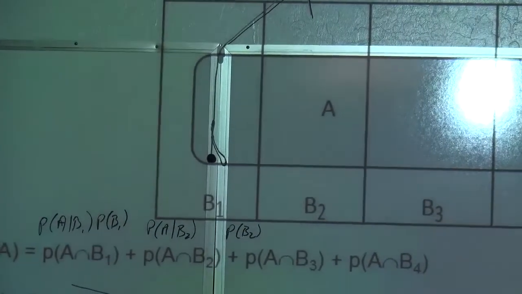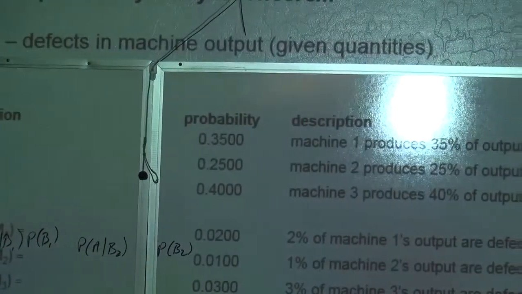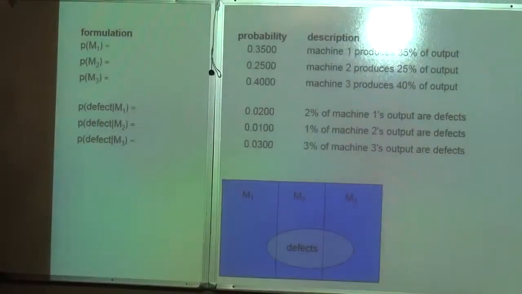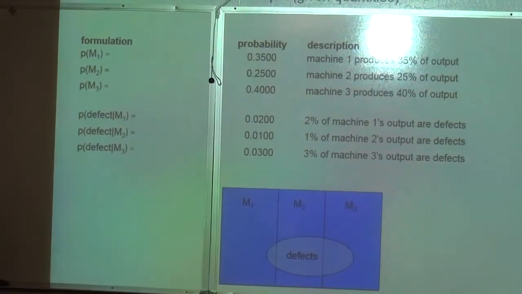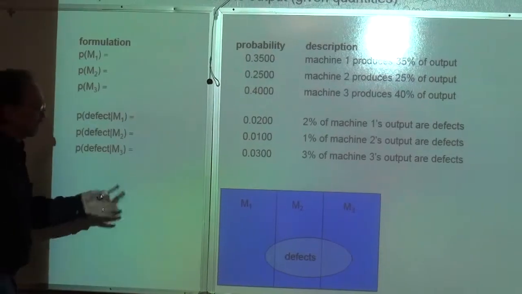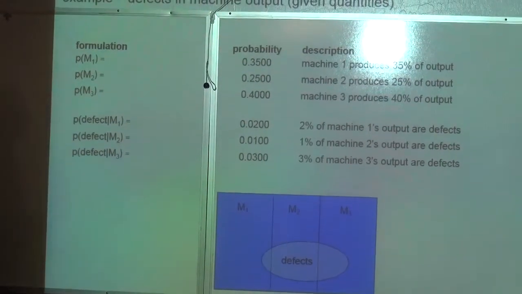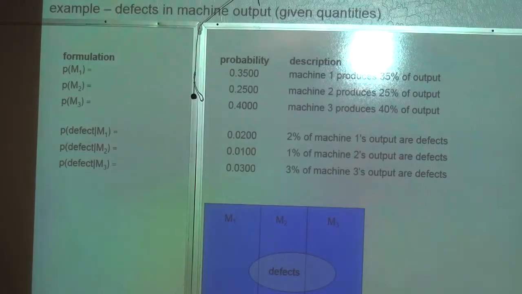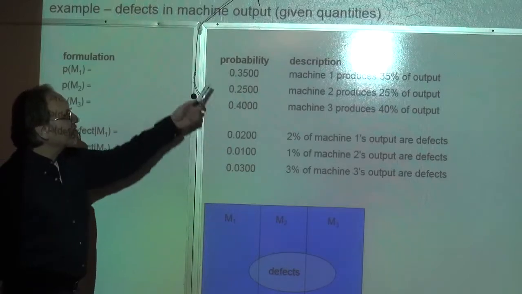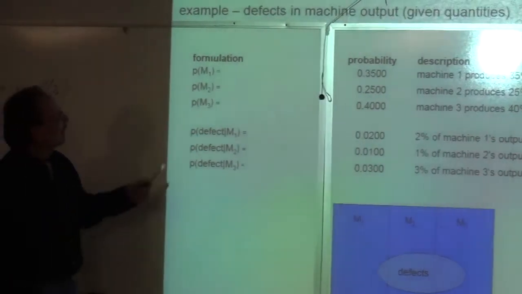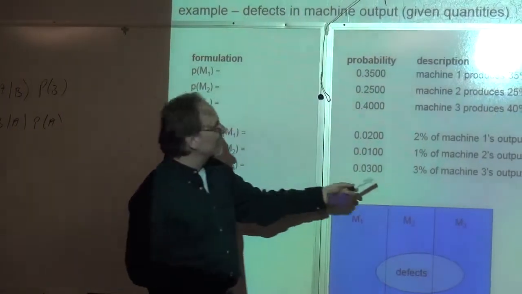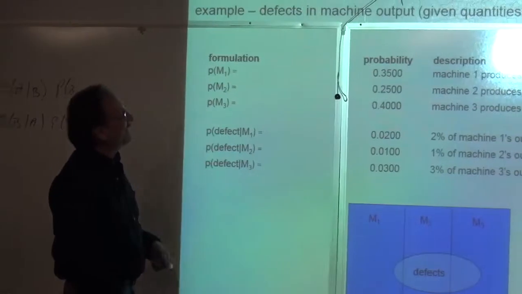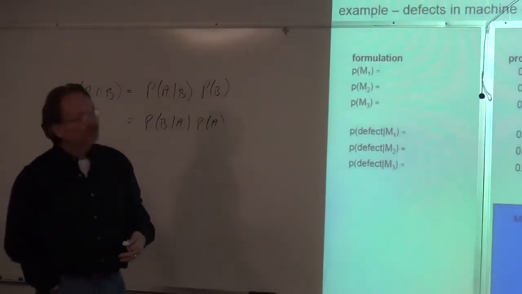So let's take a look at an example that hopefully will make it a little bit more concrete. Let's say that we have 3 machines, and we know the amount of output that comes from each machine. So our universe consists of the output of those 3 machines. That means the probability of M1 is 0.35 because it produces 35%. M2 is 0.25 because it produces 25%, and M3 is 0.4 because it produces 40%. They add up to 100% of our production.